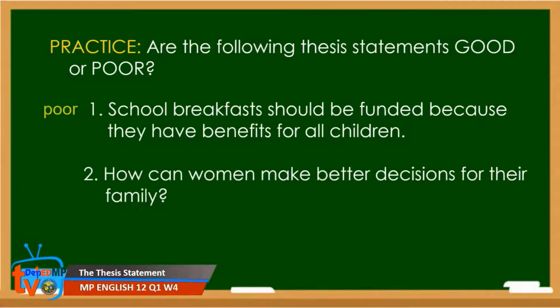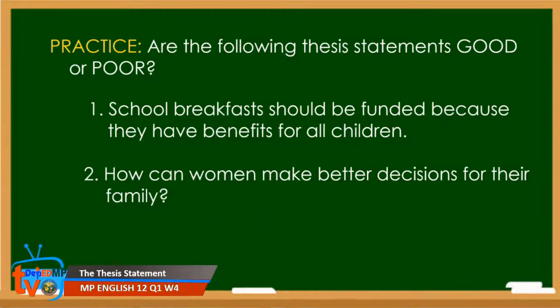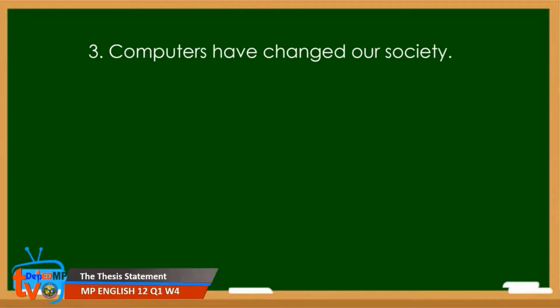Let us have number 2, how can women make better decisions for their family? Is this a good thesis statement? This statement is a poor one, because it is in a question form. It should be in a declarative sentence as stated in feature number 1. What about statement number 3, computers have changed our society? Is this a good or poor thesis statement? This statement is a fact and too broad to discuss. However, it can be improved to be a good thesis statement.